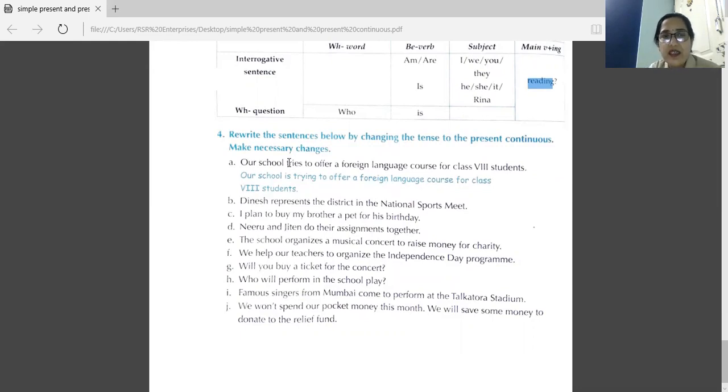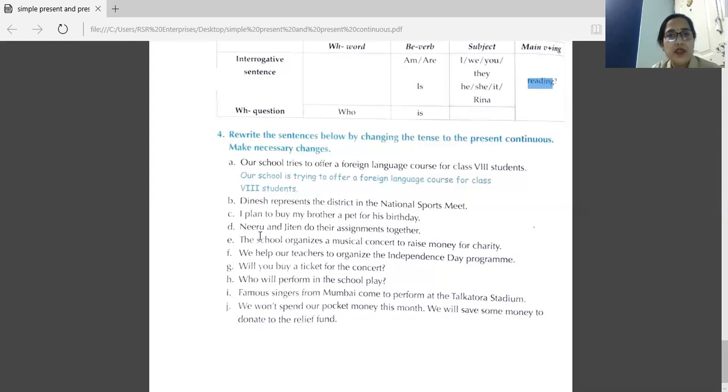We have to change it to present continuous. So in place of tries, we write is trying, and the rest of the sentence as it is. See the second one. Dinesh represents the district in the national sports meet. Verb is represents. It is simple present. We have to change it to present continuous. So your answer is Dinesh is representing the district in the national sports meet. Third, I plan to buy my brother a pet for his birthday. Change it to present continuous. I am planning to buy my brother a pet for his birthday.